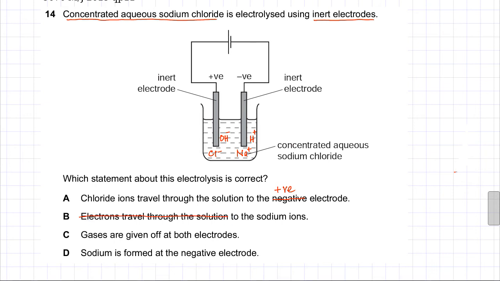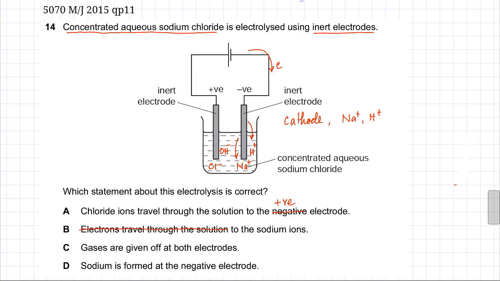Option C is that gases are given off at both electrodes. This is what we can investigate, whether gases are given off at both electrodes or not. So let's talk about this side first, the cathode. At the cathode I have two ions: the sodium ion getting attracted and the H+1 ion getting attracted. The battery is sending electrons; the negative terminal is the one where the battery is sending electrons. So either sodium or H+1 would be the one gaining electrons.